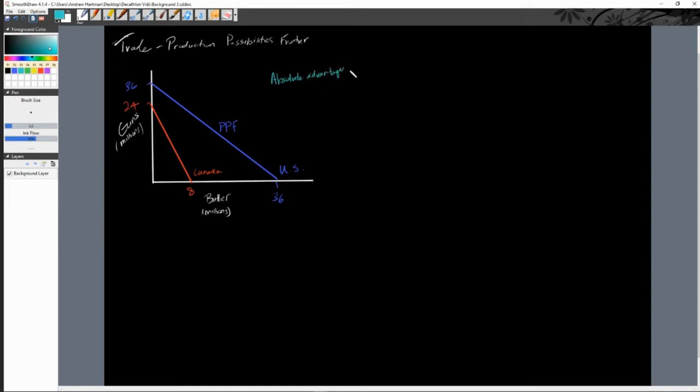And so here we're going to introduce the concept of absolute advantage, right? Absolute advantage is a situation where a country can produce more of a good than another country. Just period, right? So, for example, in this particular setup, in this model, the United States has an absolute advantage in producing guns over Canada, and it has an absolute advantage in producing butter over Canada.